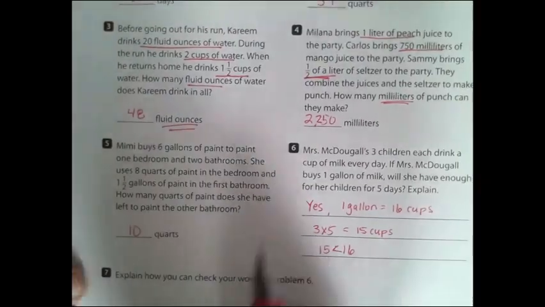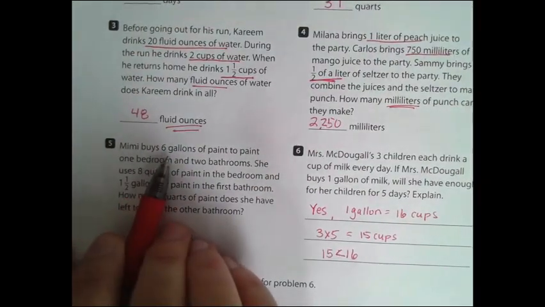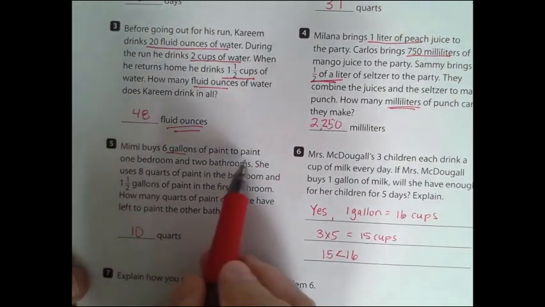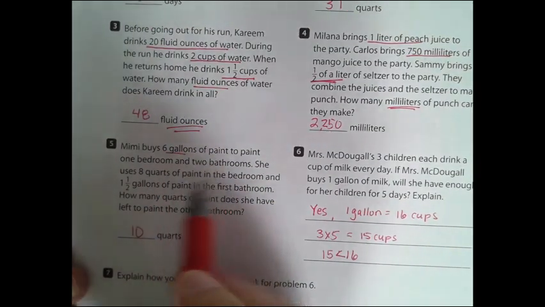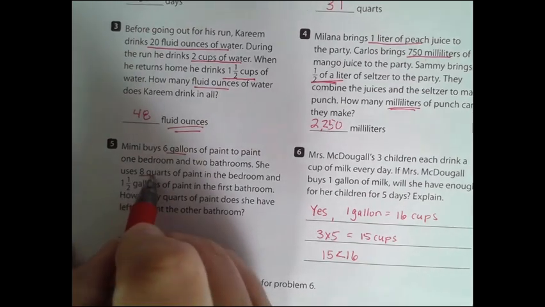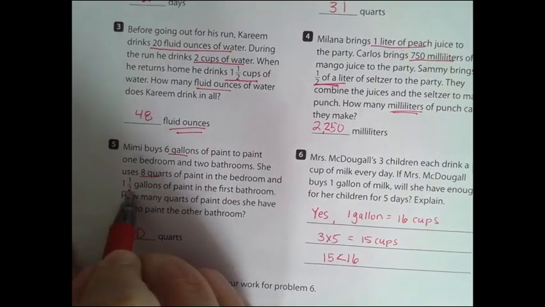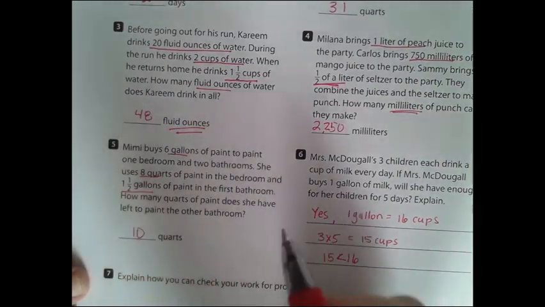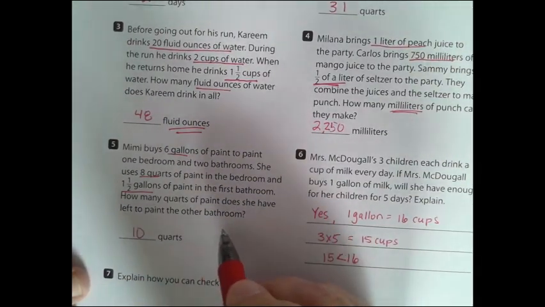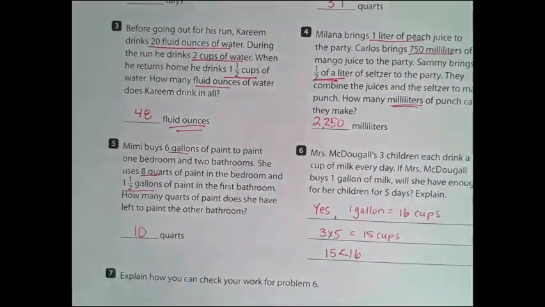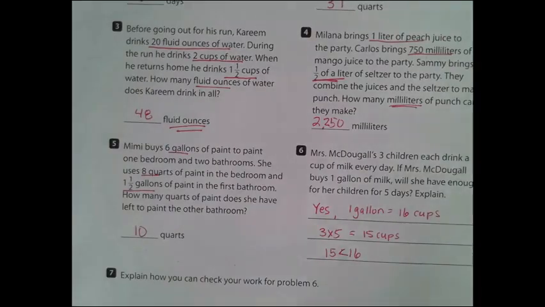All right, let's look at number 5. So Mimi buys 6 gallons of paint to paint 1 bedroom and 2 bathrooms. So she uses 8 quarts in the bedroom, and she uses 1 1/2 gallons in the first bathroom. So we've got to figure out what's left for that second bathroom, all right? And the answer was 10 quarts. I'm going to show you quickly how that worked out.